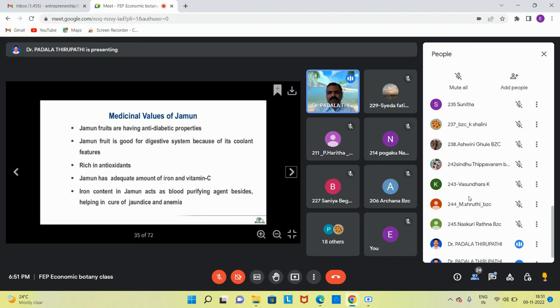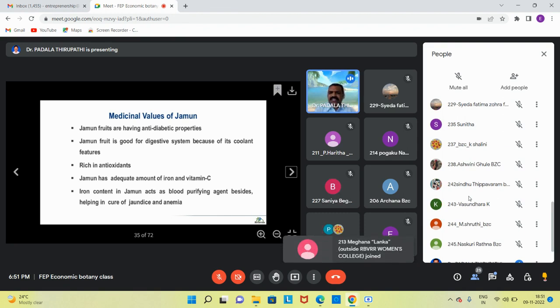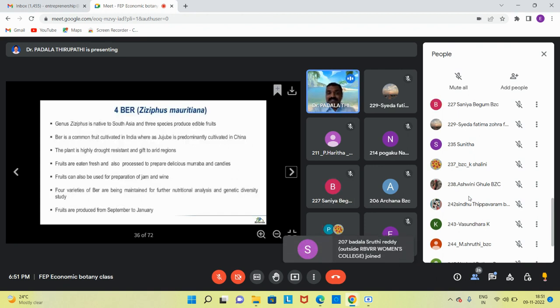And because of the iron content, jamun acts as a blood purifying agent, besides helping in the cure of jaundice and anemia. So why? Because whenever vitamin C is available, it is also very useful for adequate absorption of calcium and iron in our blood. So whenever calcium is improved, bone and arthritis diseases decrease. And whenever iron content is available, blood is automatically purified. So that's why vitamin C is a resource.